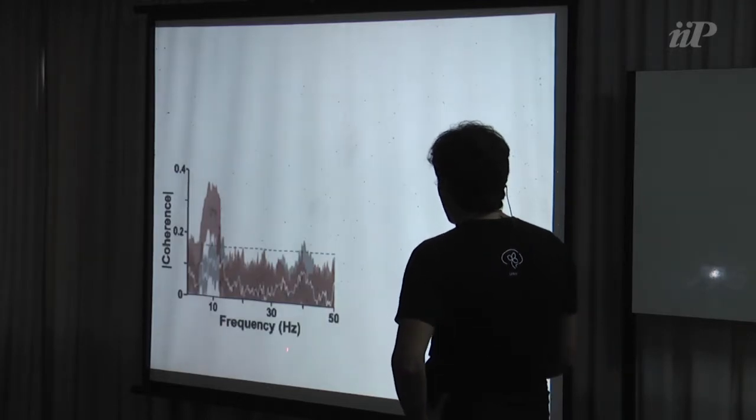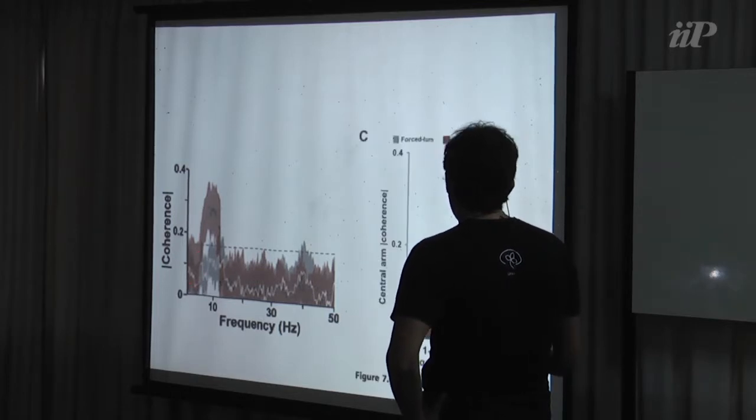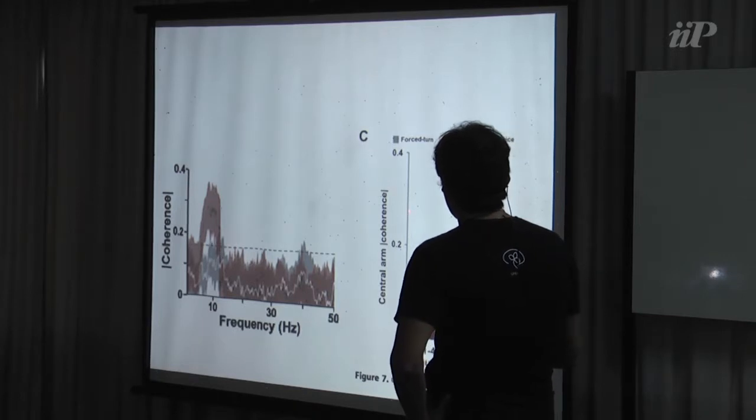So as with power, we also have a spectrum for coherence. This would be the choice runs, this would be the forced runs, and then you show specifics for theta. If you go to delta, which is the name of this band here, you don't see the difference. And here you see that there is a higher coherence between both these regions when the animal has to make a choice.